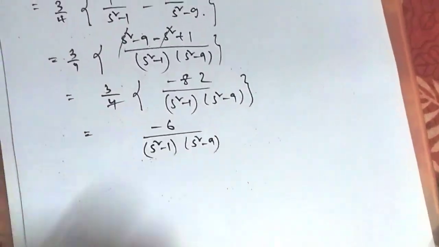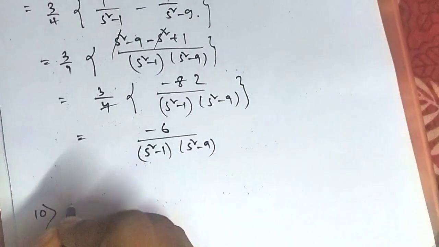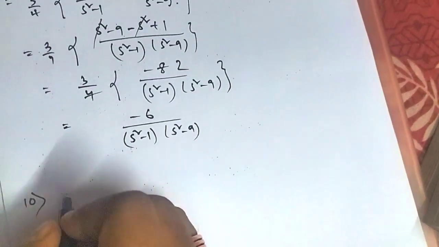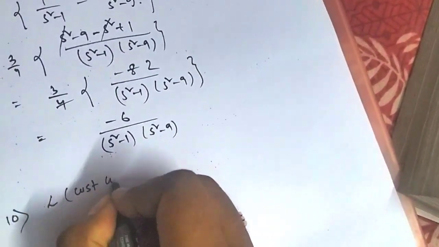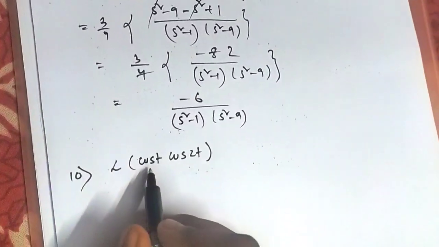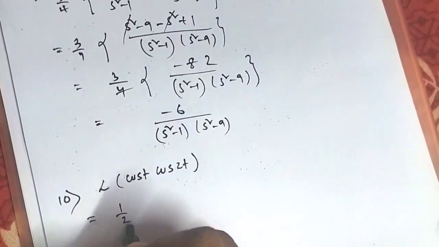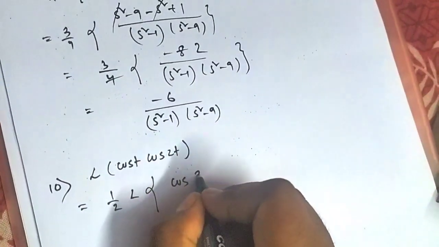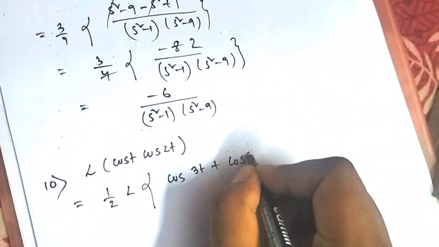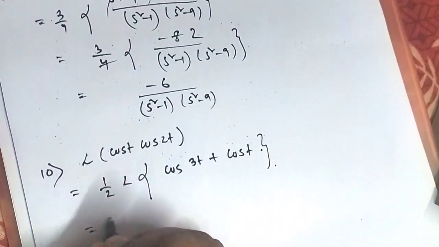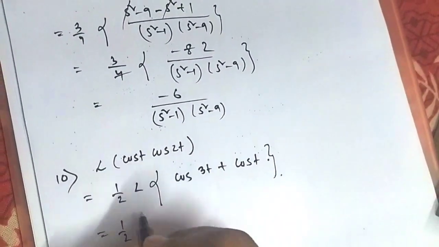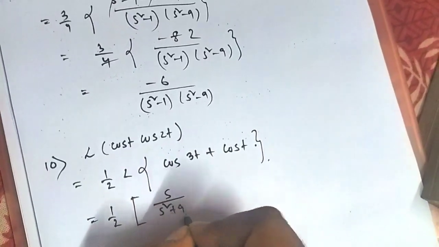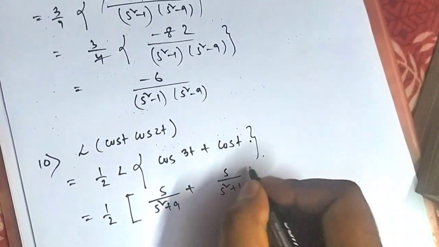Now we are going to solve question number 10, where it is given that we have to find the Laplace transform of the function cos t cos 2t. Simple calculation: cos a cos b equals 1 by 2 of cos(a plus b) plus cos(a minus b). So 1 by 2 L of cos 3t plus cos t. You all know that L of cos 3t equals s by s squared plus 9. So from here, 1 by 2 times s by s squared plus 9 plus s by s squared plus 1.